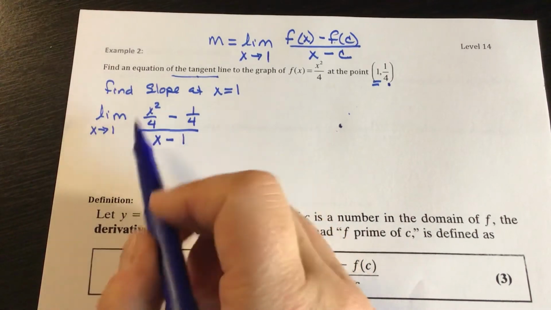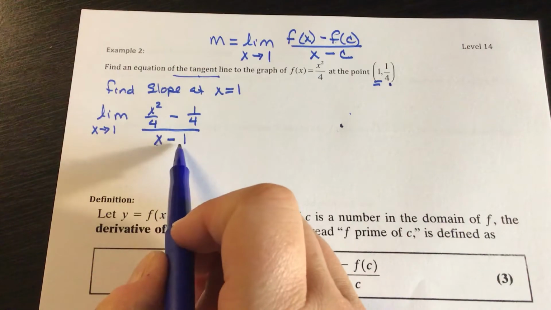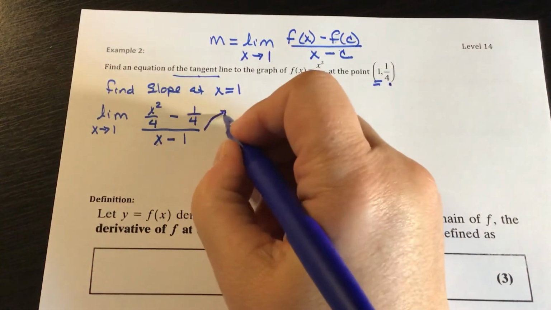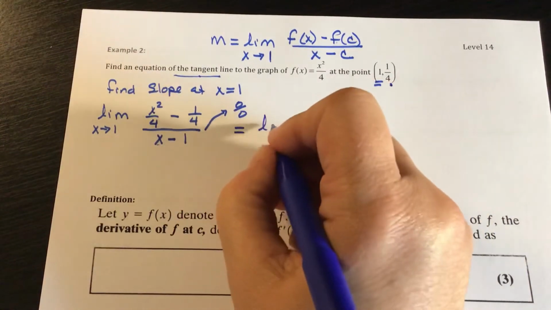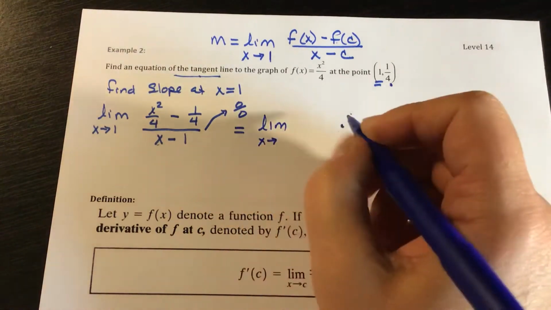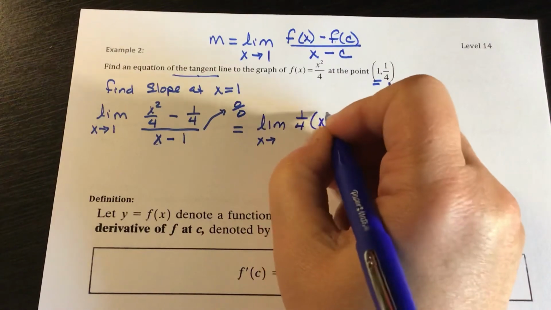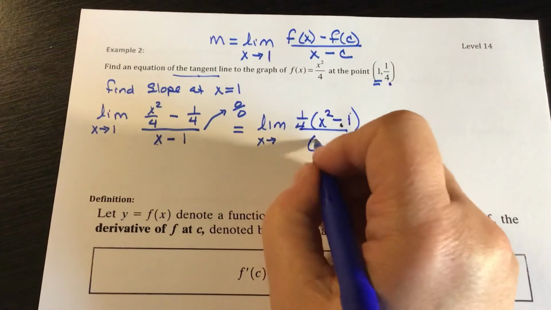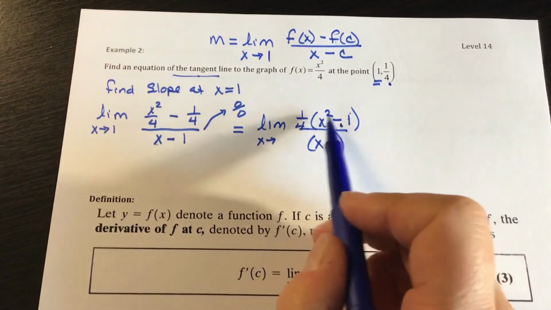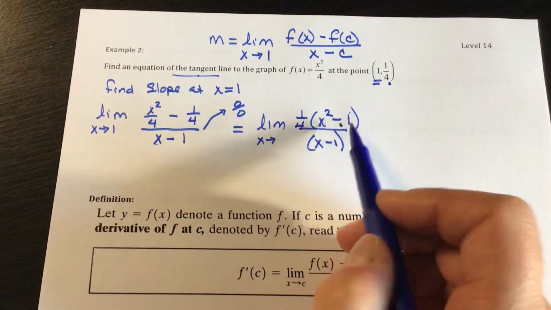So what I can do here is if I find this limit and I plug it in, I notice I'm going to get a 0 over 0. So I'm going to have to do some simplifying. The first thing I'm going to do is factor out this 1/4 on the top. X squared minus 1, over x minus 1. And now this x squared minus 1 is the difference of squares.